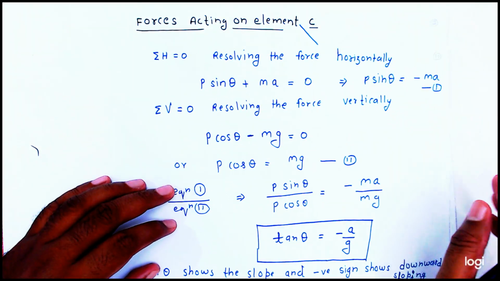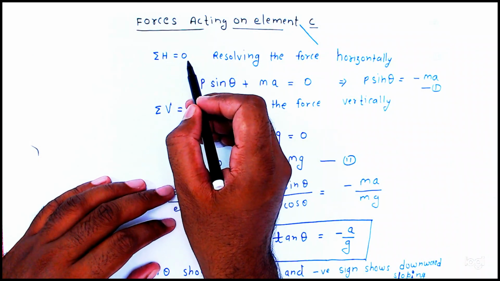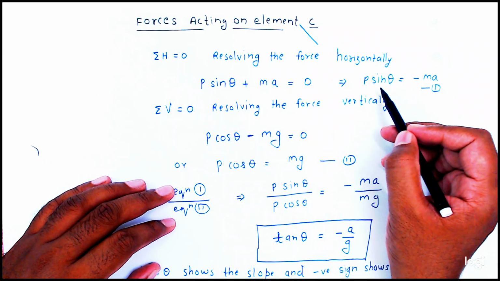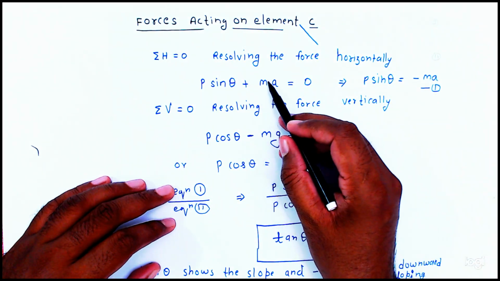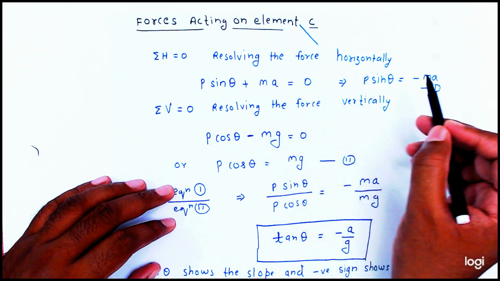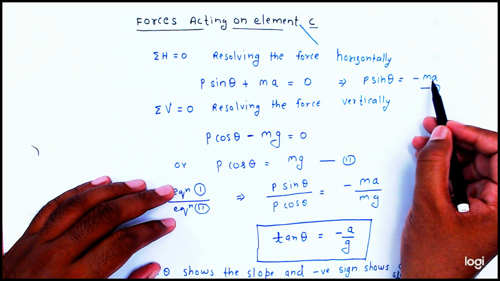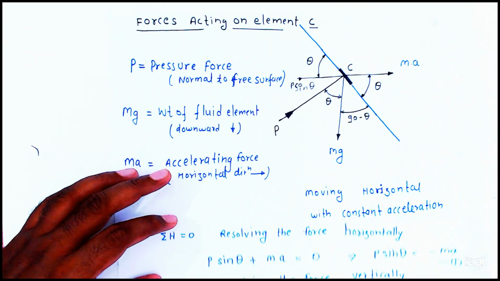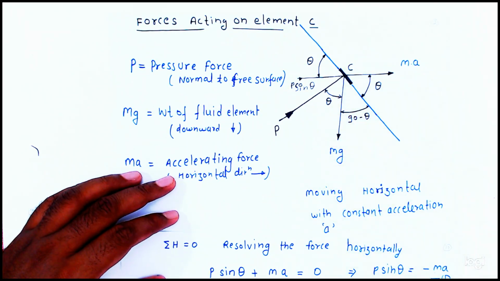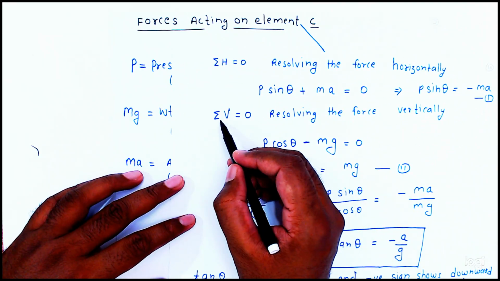So what will happen, friends? Sigma H is equal to 0. We are finding this one. So from here, P sin theta is equal to minus m into a, in this direction. This is equation 1. Now similarly, here we are resolving the vertical force, sigma V equal to 0.